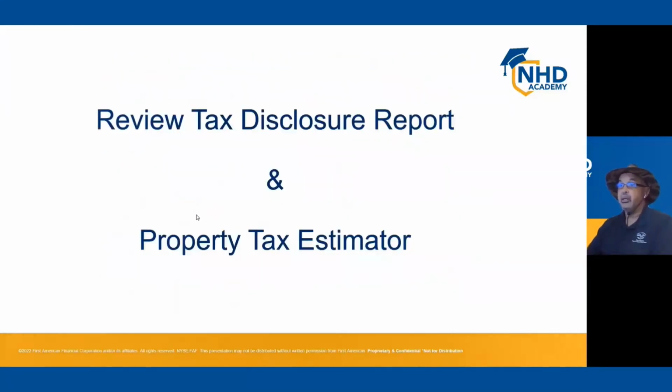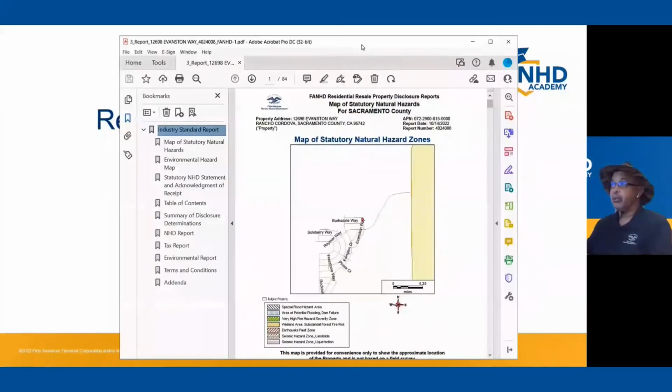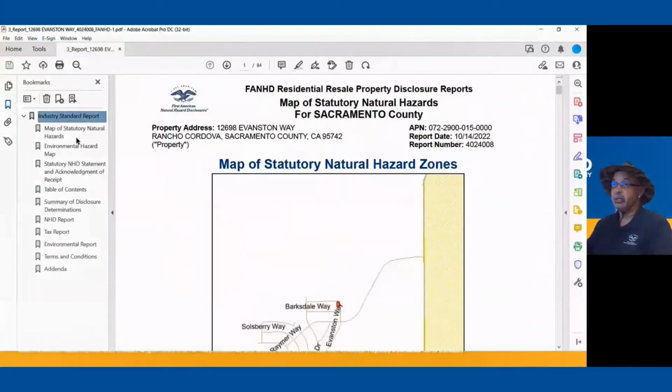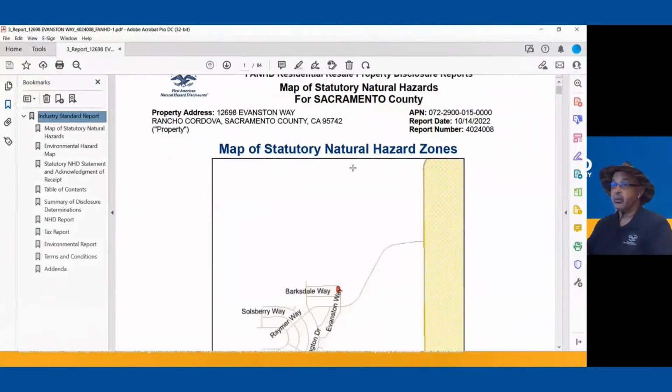Okay, and now it's time to review a tax disclosure report, and we'll also look at our new property tax estimator. The report we're going to review is for a property that's in the city of Rancho Cordova, Sacramento County. And this is our industry standard report. On the left side here, you have bookmarks that will take you to various sections of the report. So we're going to go ahead and go to the tax report section.